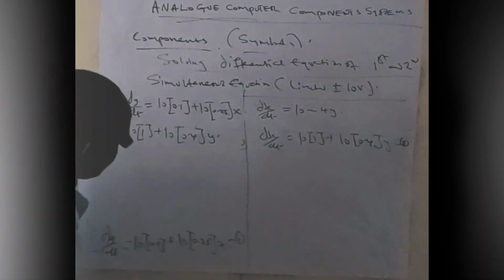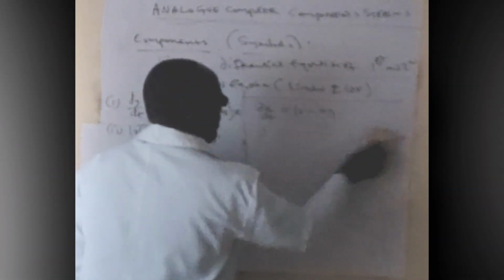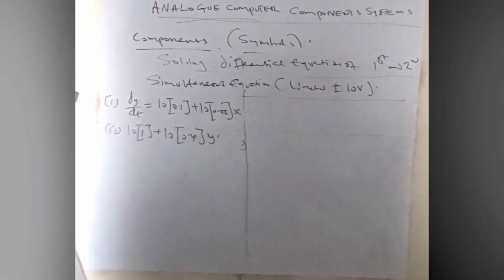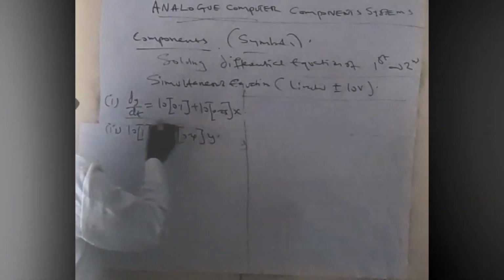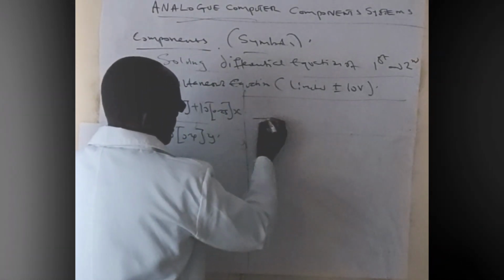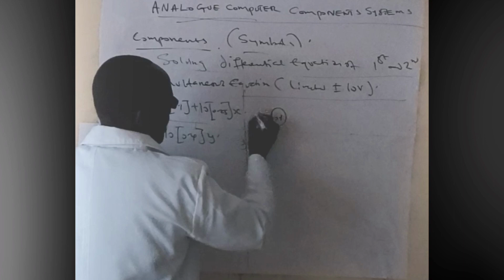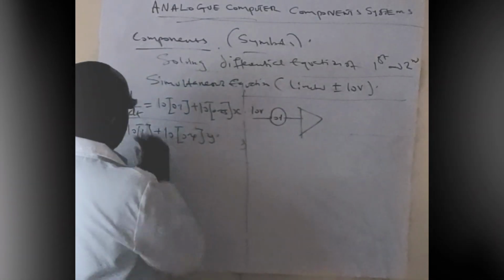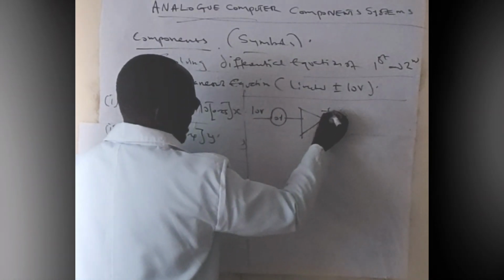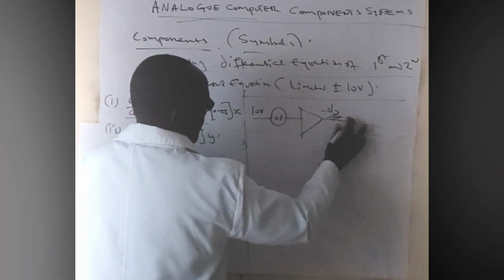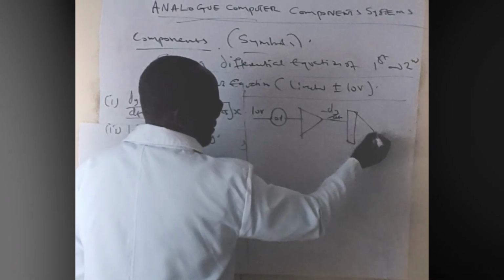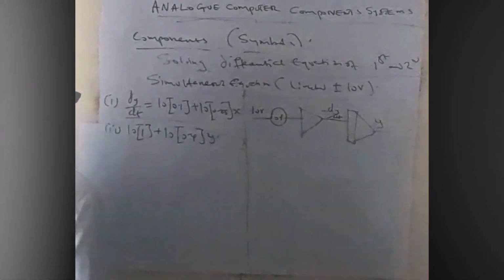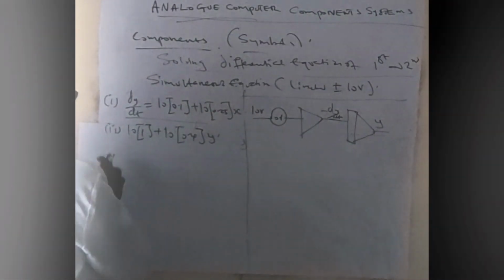So what remains is to come back with the analog computer components. So we are going to start with this. It goes to this one, there is a sign change. Minus dy/dt. We put the integrator. Then the integrator will give y. That one is for equation number 1. Now equation 2, dx/dt. This was equation 2.